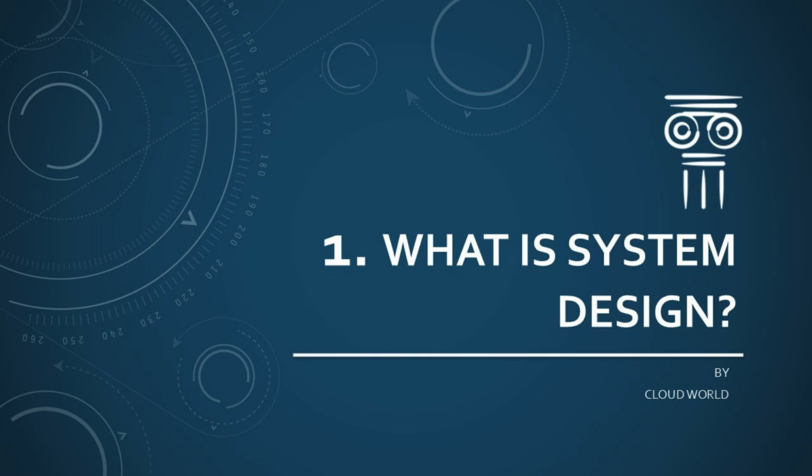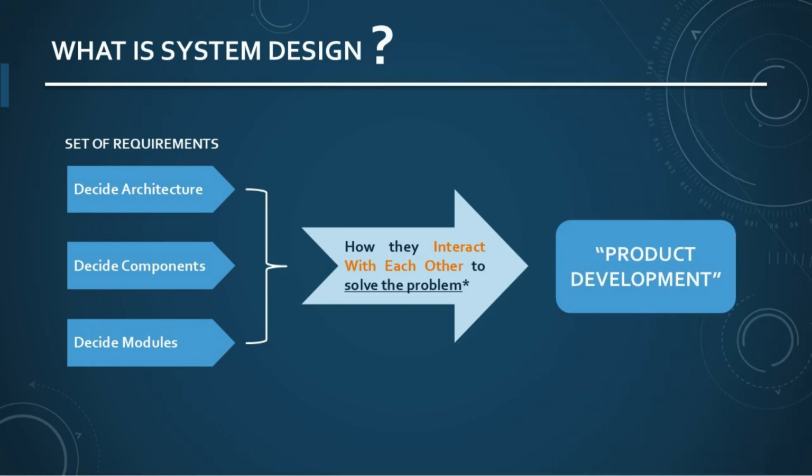So let's start with the most foundational question. What is system design? System design in general is we have a set of requirements and we want to build a product out of it. That's what system design is all about. So when someone says, hey, let's design a system, now, it's a very generic term, design a system.